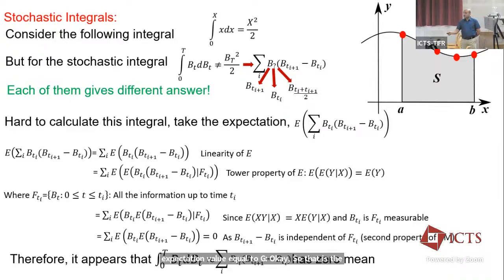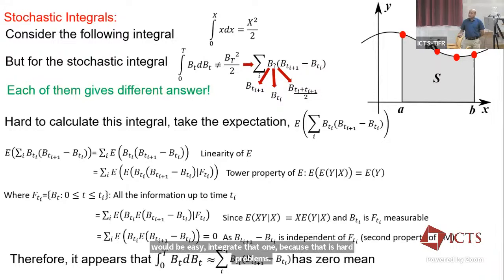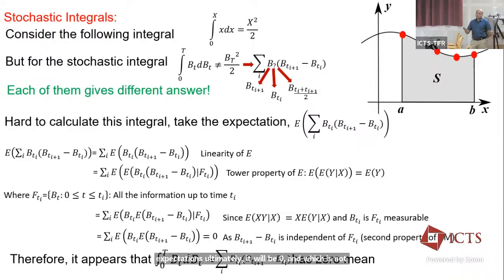And why are we doing this? We are not interested in integrating that one, because that is a hard problem. So we are taking the expectation of it, and ultimately it will be 0, which is not B square by 2. So it is clear. Therefore, it appears that this integral of B_t dB_t has a zero mean.